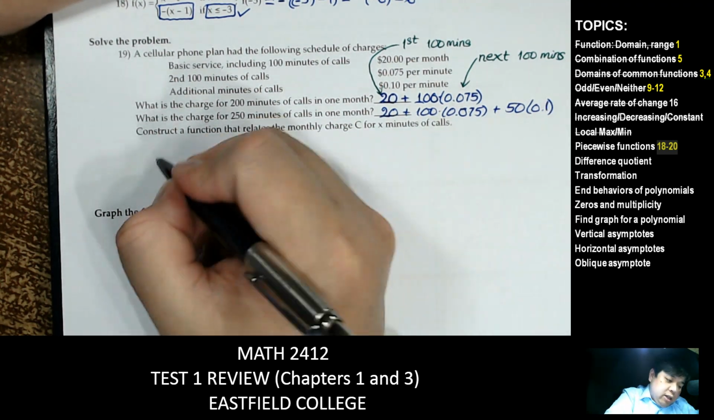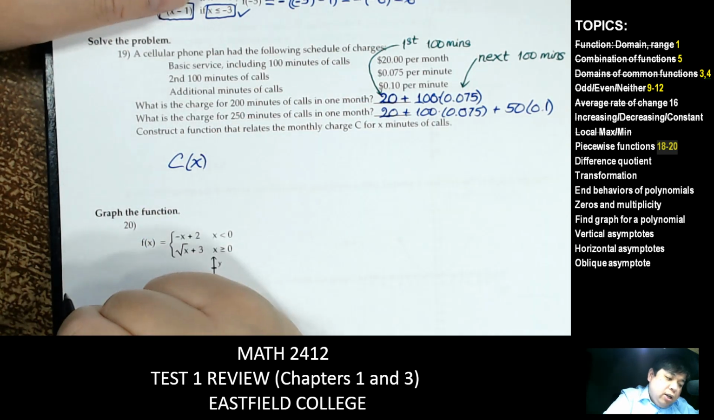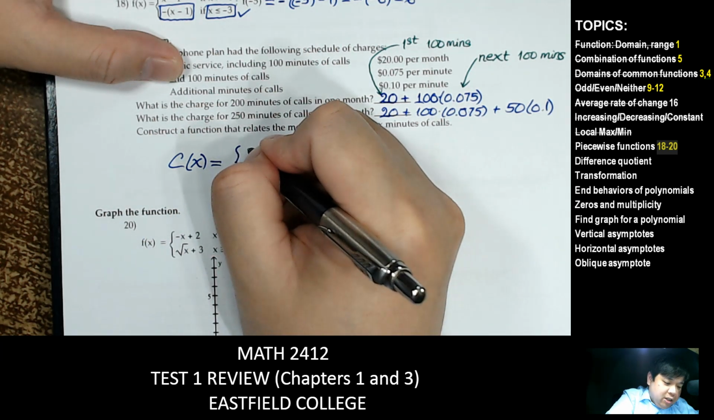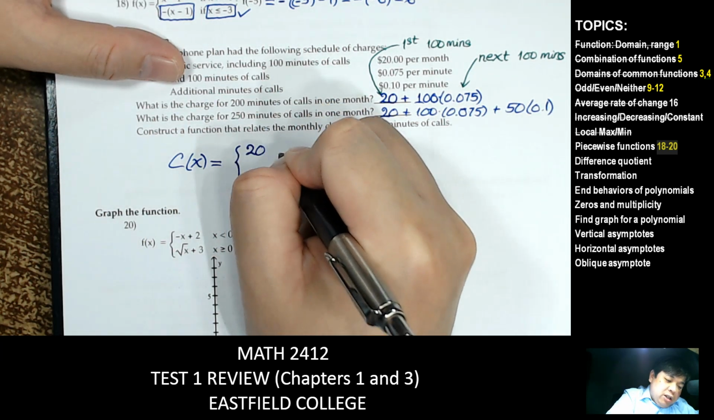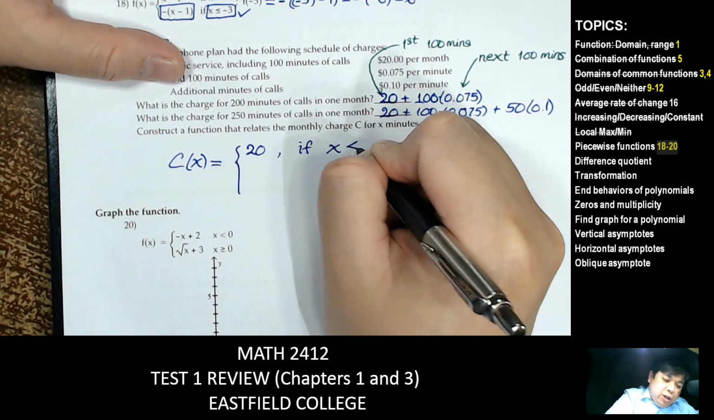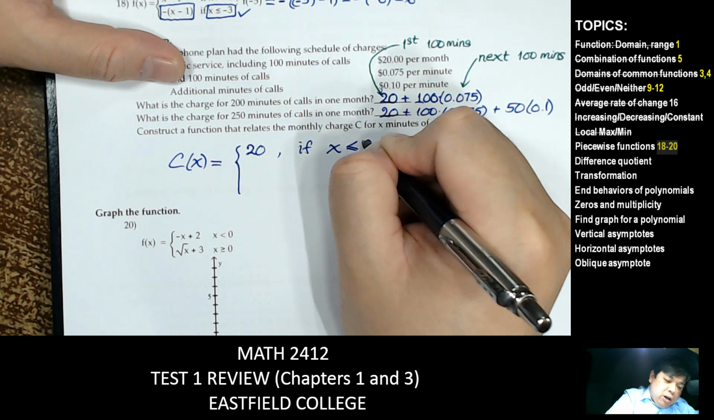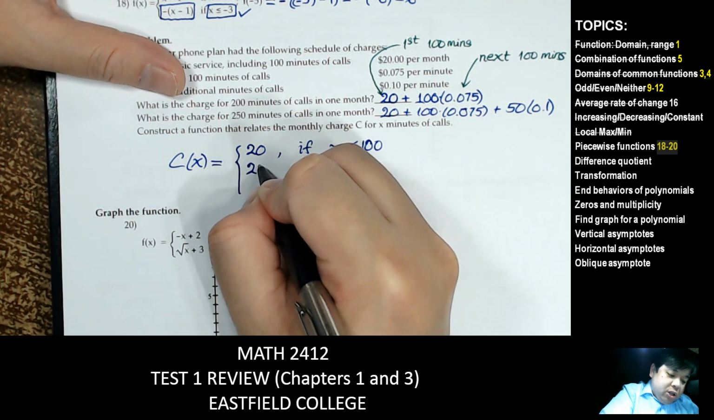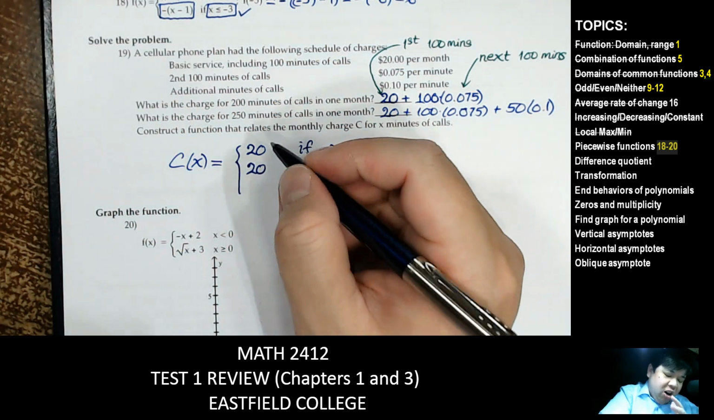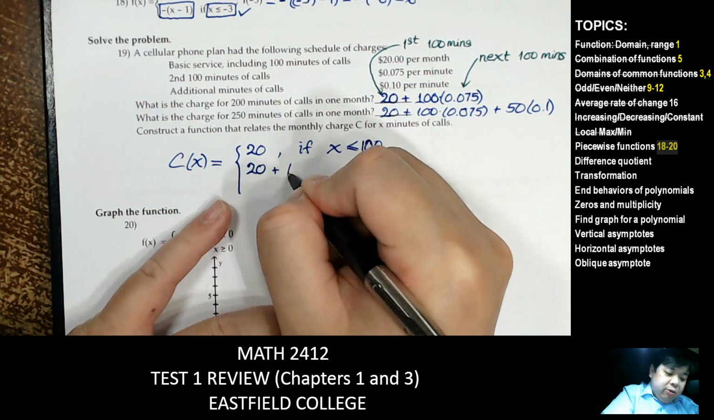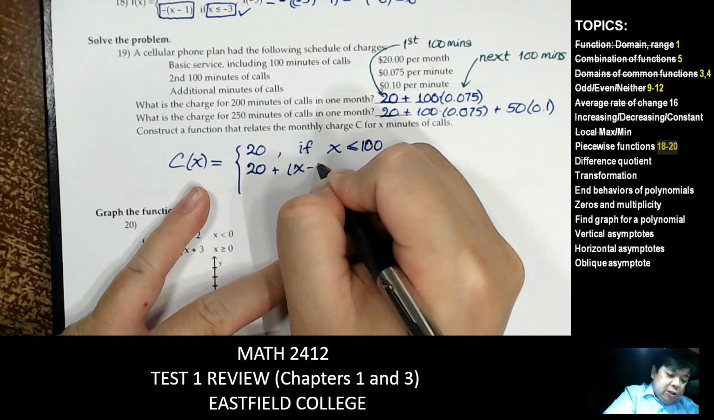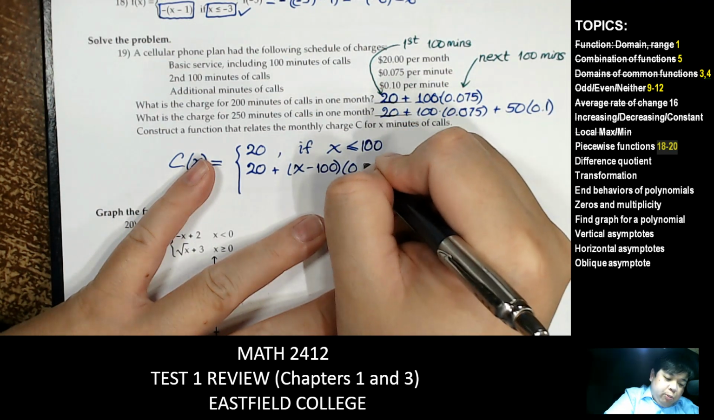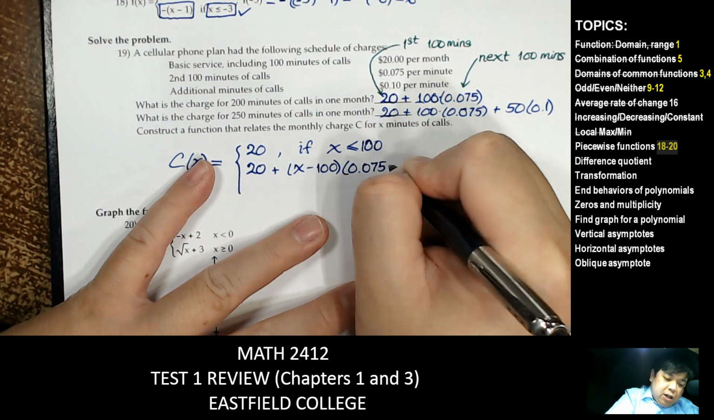Now construct the function. So the function is this. If we call less than 100 minutes, it's still going to be $20. If it is less than or equal to 100 minutes, we still have to pay $20 for the first 100 minutes. Then whatever is over 100, we have to pay at 7.5 cents a minute.